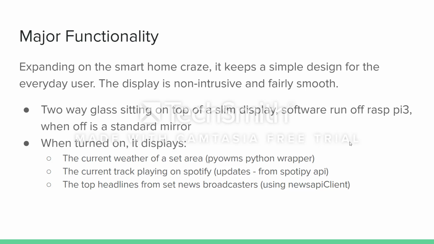The display that goes behind the two-way glass is very slim. All the software is run off of Raspberry Pi, and so when it's off it looks like a standard mirror, but whenever it turns on, it displays all of these widgets that you can install and customize. The three that I've actually chosen to demo today are the current weather of Dallas, of course that's where we are, the current track that I have playing on Spotify, and the top headliners from different news broadcasters. The only thing I have turned on is that they're in English.